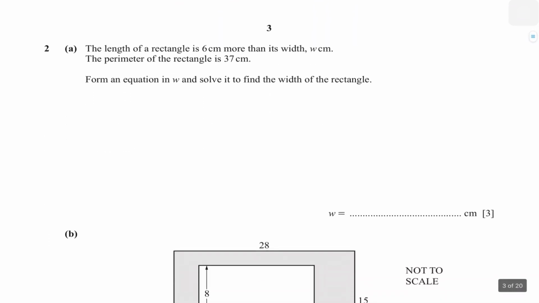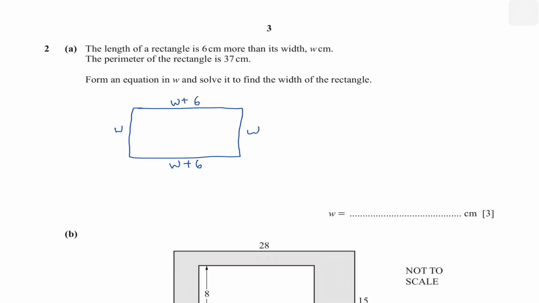Okay. Let's do question number 2, which says the length of a rectangle is 6 centimeter more than its width, W centimeter. The perimeter of the rectangle is 37 centimeter. Form an equation in W and solve it to find the width of the rectangle. If the width is W and the length is 6 more, that's simply W plus 6, and the perimeter is 37. So twice the length plus the width, W plus 6 plus W, is equal to 37.